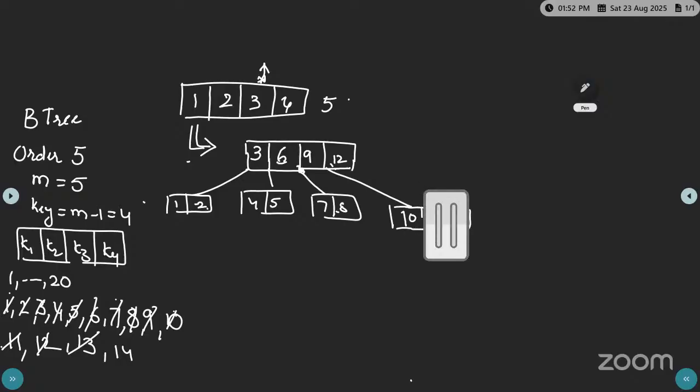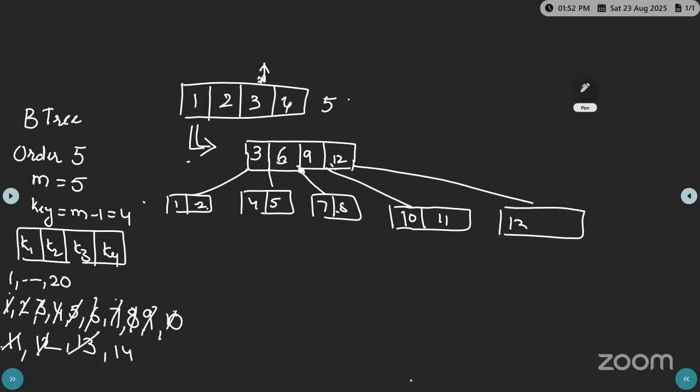10, 11 and right side for 12, 13 and 14. Okay, you are divided: 10, 11 to the left side of 12. 12 moves one level up, and 13, 14 to its right.